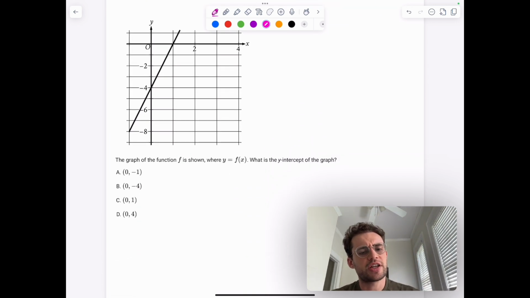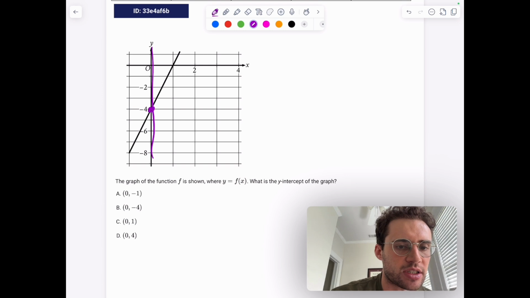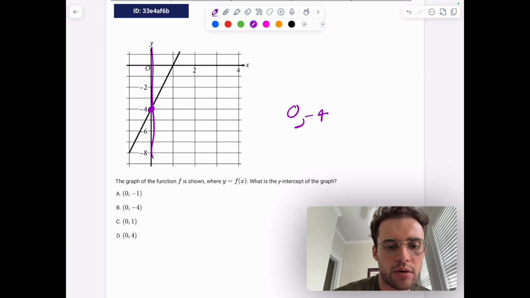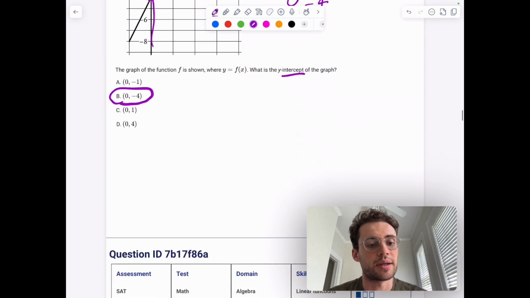The graph of the function f is shown where y equals f of x. What is the y-intercept of the graph? So the y-intercept is where it crosses the y-axis, that's this vertical axis, and it crosses here at (0, -4). And so I was just making sure that you know the difference between a y-intercept and an x-intercept. The x-intercept seems to be 1, but that doesn't matter for this one.